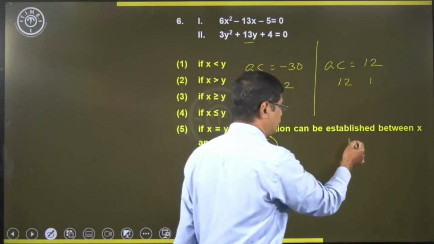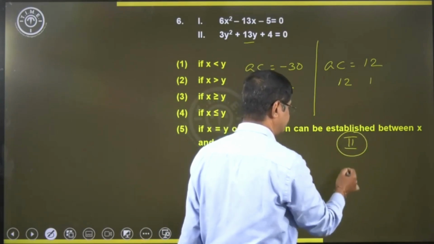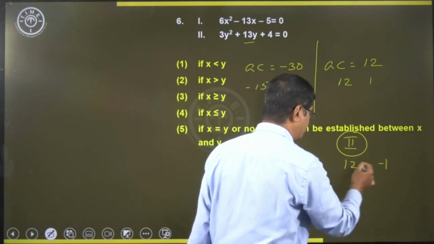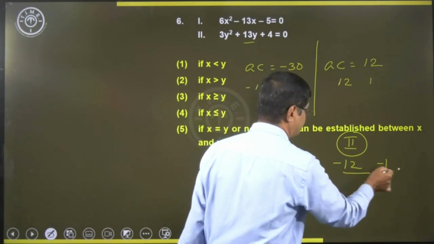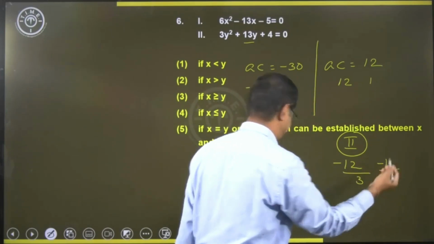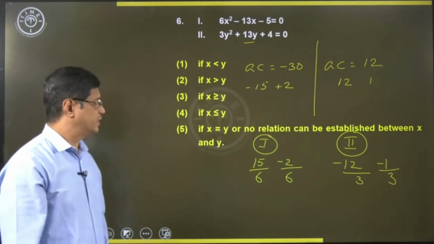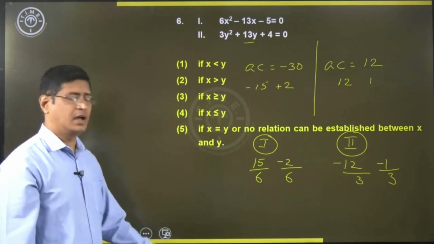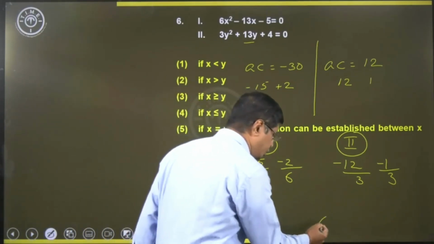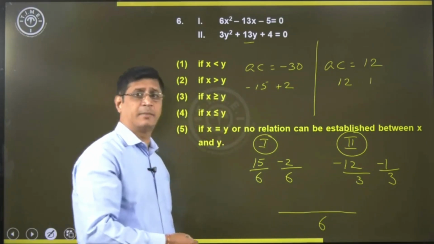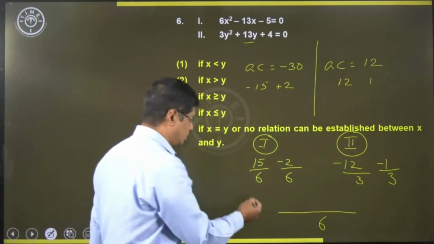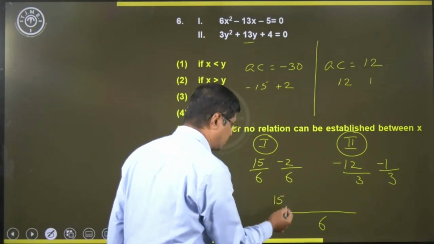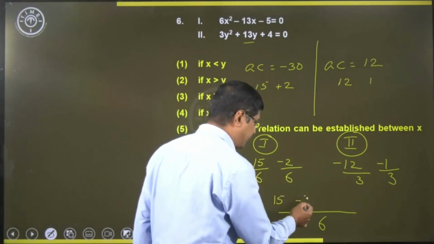Now what about the roots here? Roots means take the same number with the opposite sign, divided by the coefficient of y square. Now simplify this. I am using LCM as 6. I am making the bases the same here. For the first quadratic equation, the values are 15 and minus 2.